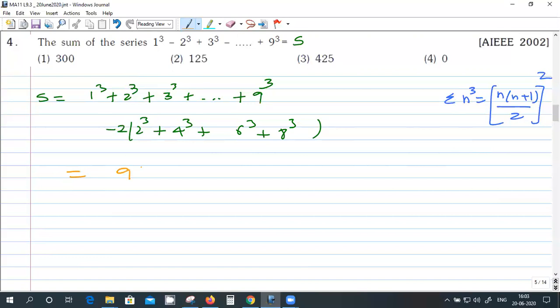Here n is 9, so 9 into 9 plus 1, that is 10, divided by 2, whole square. How will you do the second sum? 45. The first sum is correct. Okay, what about the second sum? How will you do it?